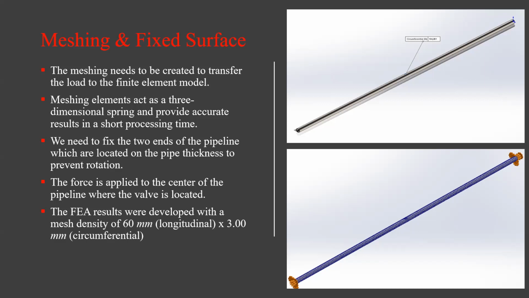And we use the meshing to transfer the load to the finite element model. Meshing elements act as three-dimensional springs and provide accurate results in a short processing time. Also, the meshing has two sections: one is a fine and the other one is a coarse section.